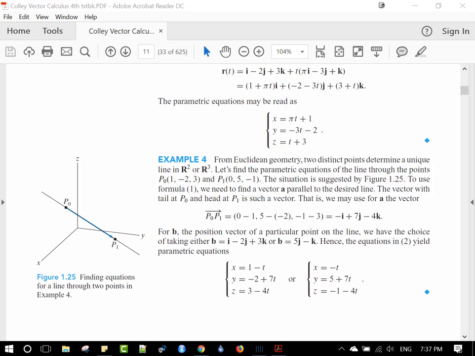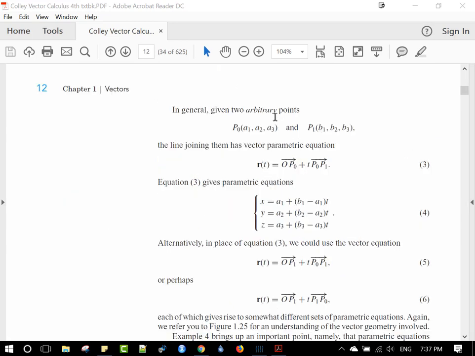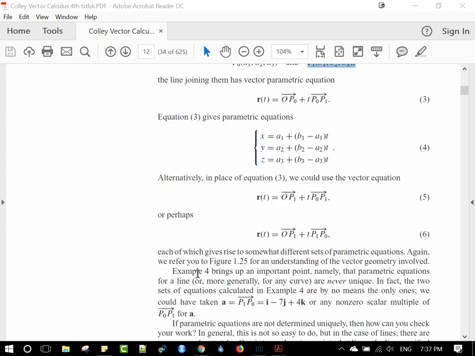So just exactly like the last example, if we're given 2 points, get the parametric equations, and I go through the same thing we just did, and you get this. Okay, so here they emphasize that point, that is that you're not stuck with just one set of parametric equations. They are not unique. The equations are not unique.